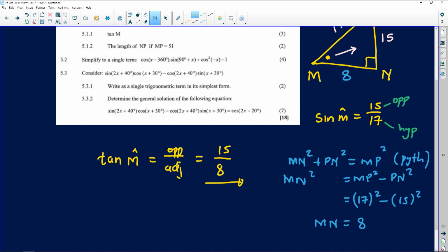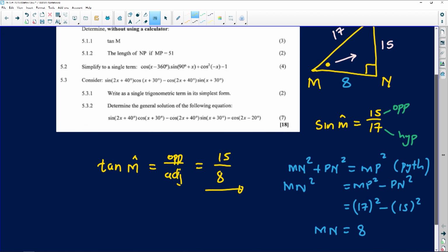We move on to 5.1.2. They ask for the length of NP, if MP is equal to 51, all right? If MP is equal to 51. Now, somebody can ask one weird question. The reason why I wanted to do it like this is because I wanted you to see something very exciting about what is going on, right?